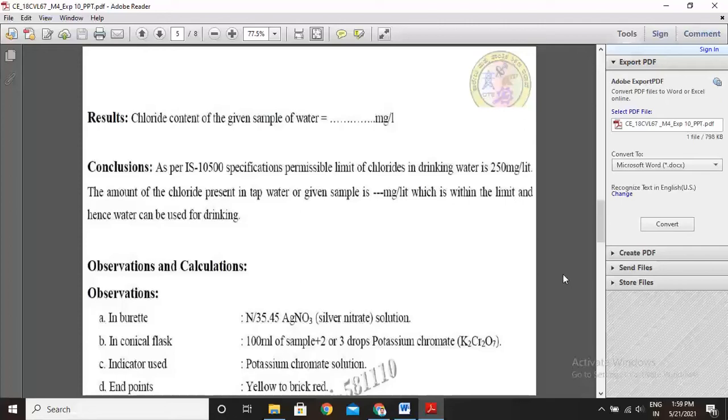Now see the observations and calculations. In the observations, in the burette, N by 35.45 silver nitrate solution is there, and in the conical flask, 50 ml of sample plus 2 to 3 drops potassium chromate you add. The indicator used is potassium chromate solution. The endpoint is yellow to brick red. So these are the observations.